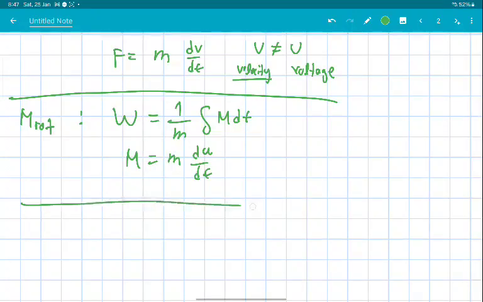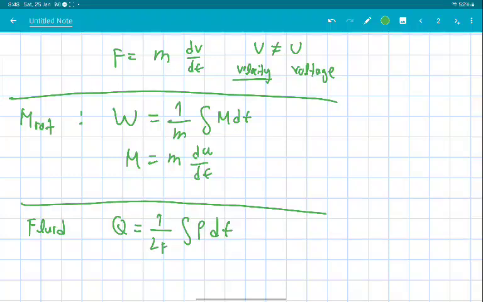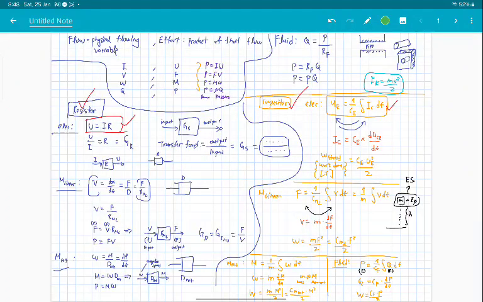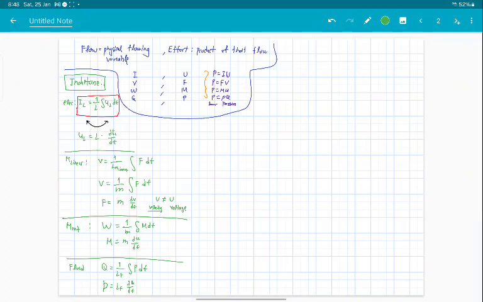And if we were to go to fluid, we get Q is equal to 1 over, I'm going to call this fluid inductance, so I call it LF, integration of P dt. Rearranges, we get P equals to LF dQ over dt. So that covers our introduction towards effort and flow variables in classical modeling.